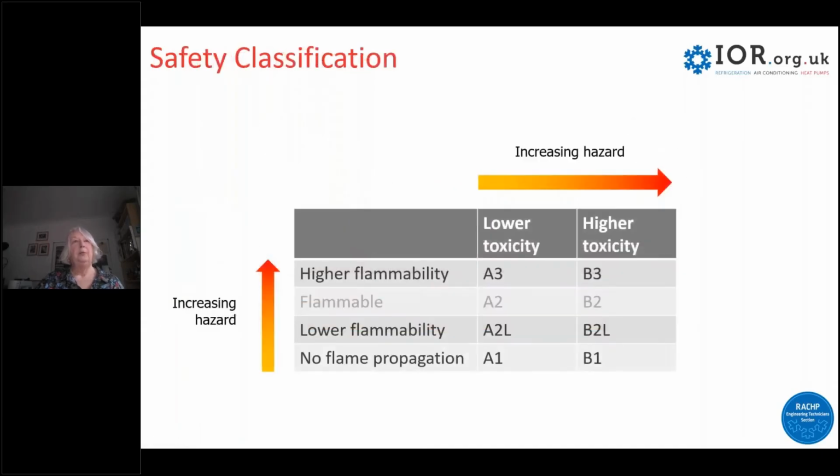So looking at the differences between A3s and A2Ls in a bit more detail, I guess we should start with the A1s. A1 or B1 refrigerants are totally non-flammable. So that's things like A1 refrigerants like CO2, 404A, 134A, etc. And then we go up in degree of flammability. So really what I want to do here is just to describe the difference between an A2L and an A3.